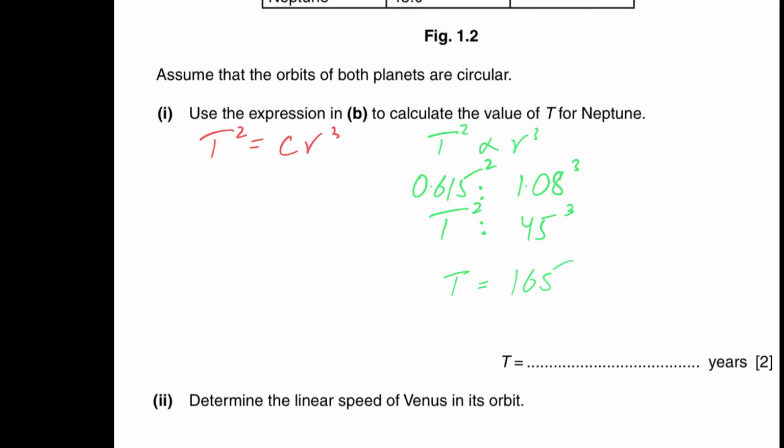The value of time period comes out to be 165. Now, since my original value of time period here is in years, this value of time period will also be in years, so 165 years. If the question instead wanted me to give the answer in seconds, I could have converted this to seconds, or I can multiply this 165 by the constant to get the answer in seconds. Moving on to the next part of the question.